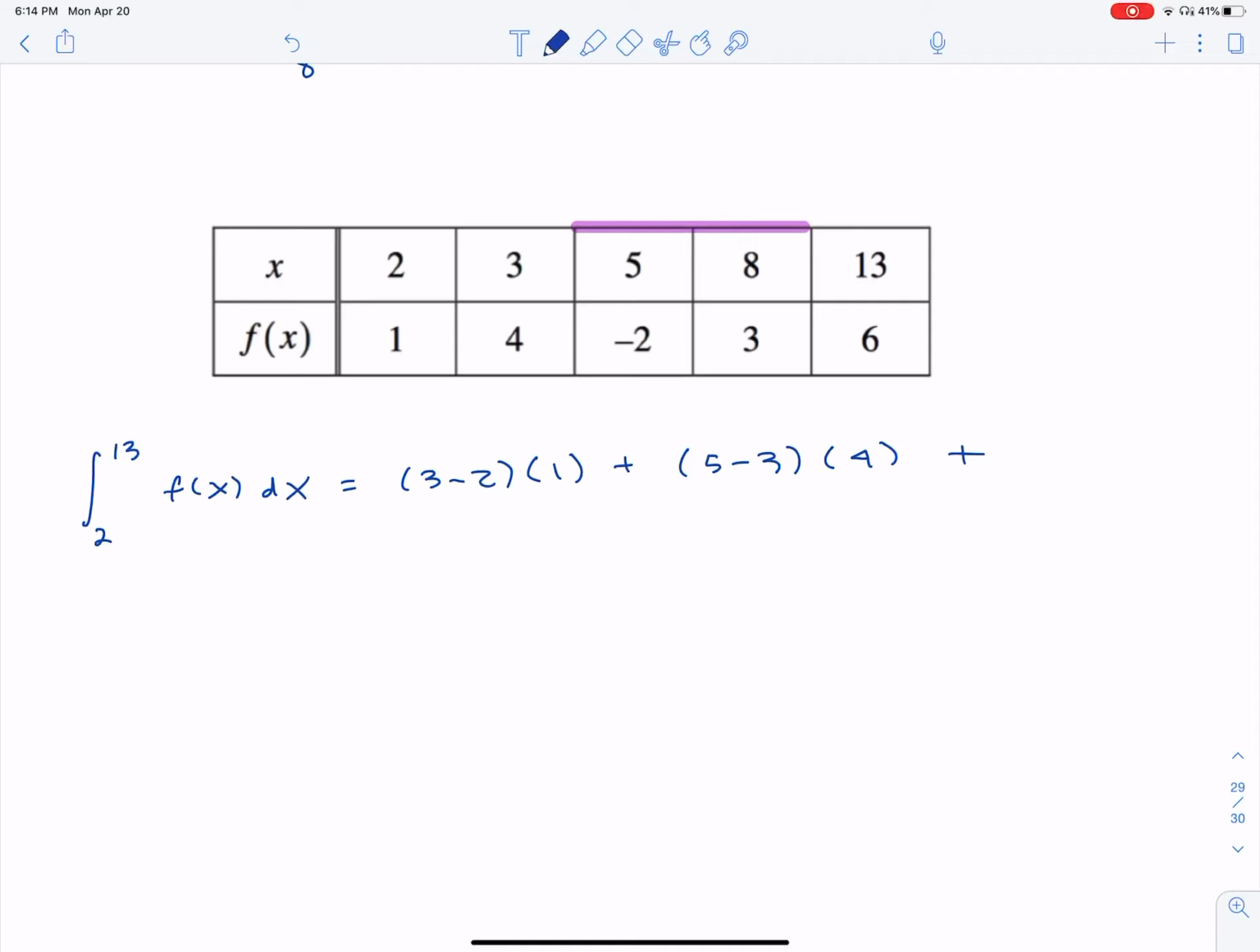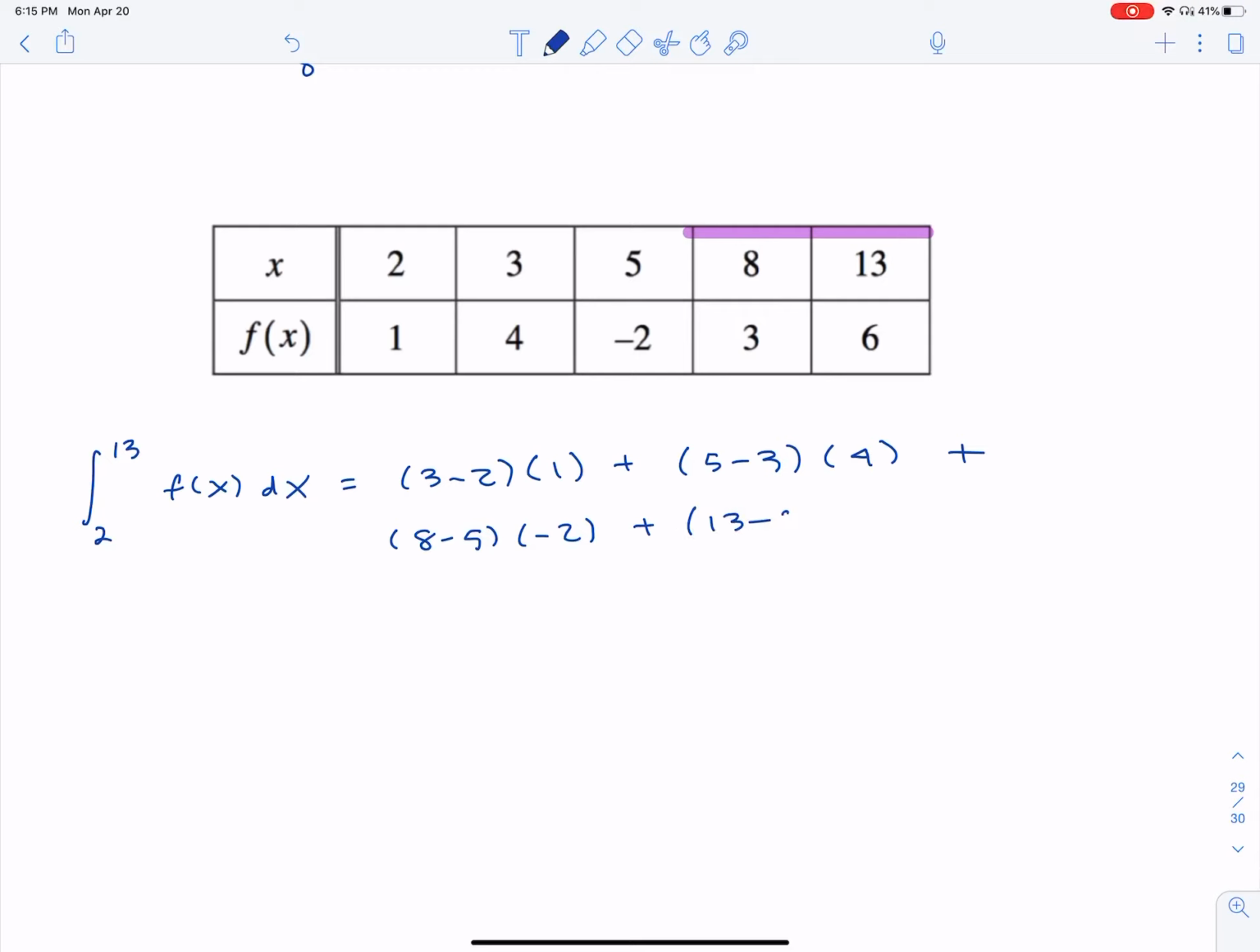So now the base is going to be 8 minus 5, and the height is going to be the left-hand side, which is negative 2. And then the last one, I'm going to be doing these two. So the base is 13 minus 8, and the height is the left-hand side, which is 3. If you add and subtract and do all that good stuff, you add all those things together, you will get 18. So that is our approximate value.